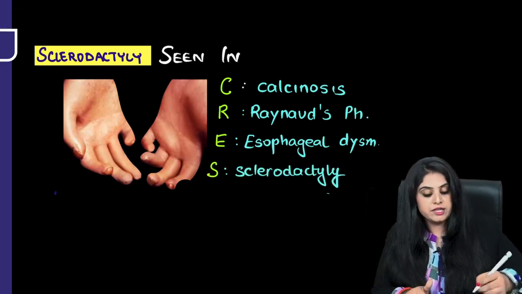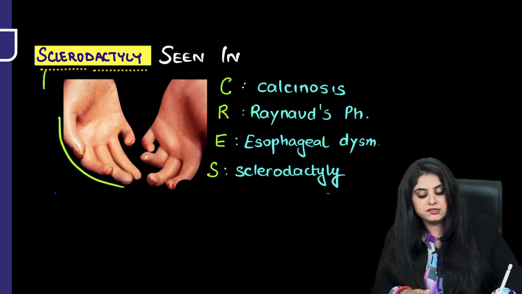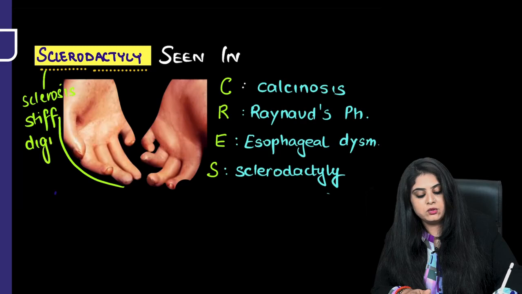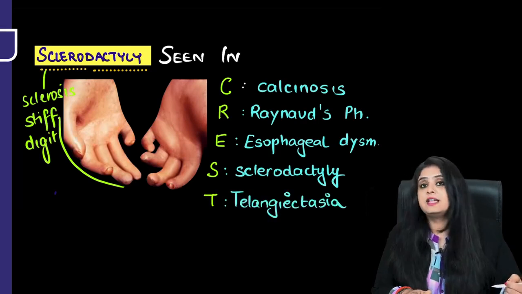picture shown over here, sclerodactyly, digits. You can see the digits are becoming sclerotic, matlab very, very stiff and thick. The digits are going to become very, very stiff. So sclerodactyly, that is S. And what is T? These patients have telangiectasia.